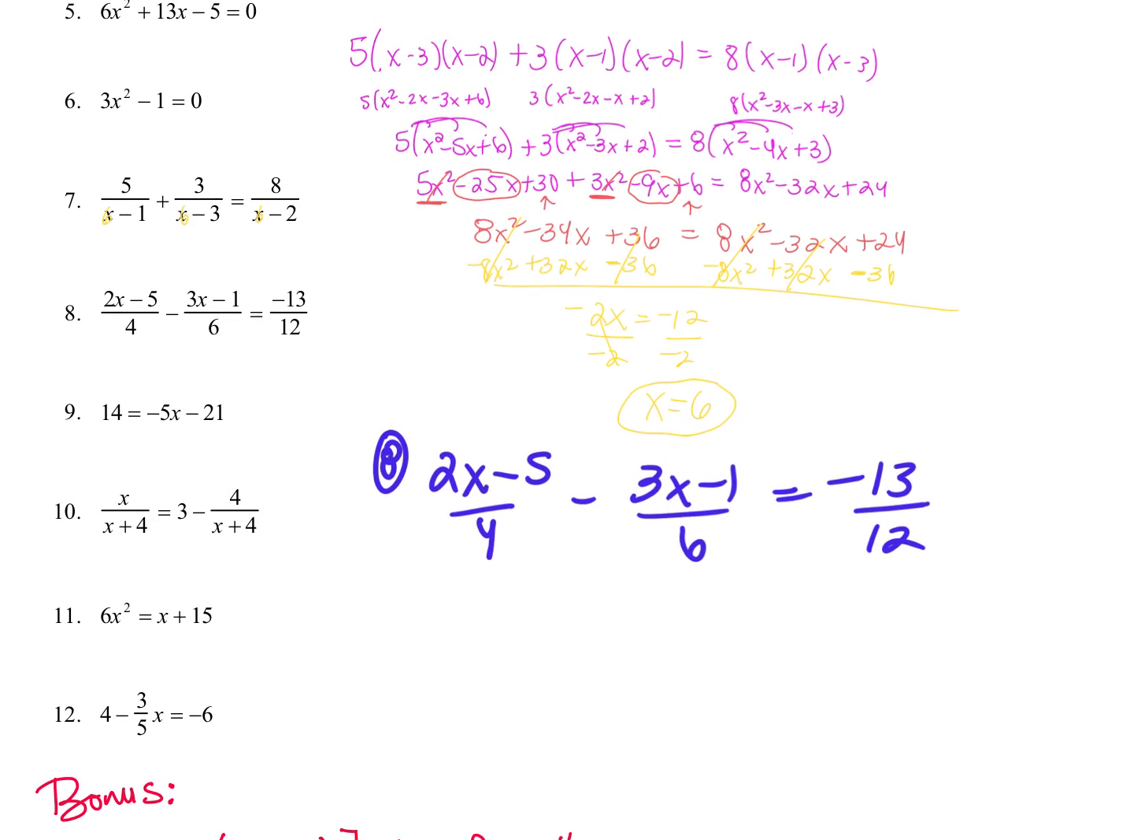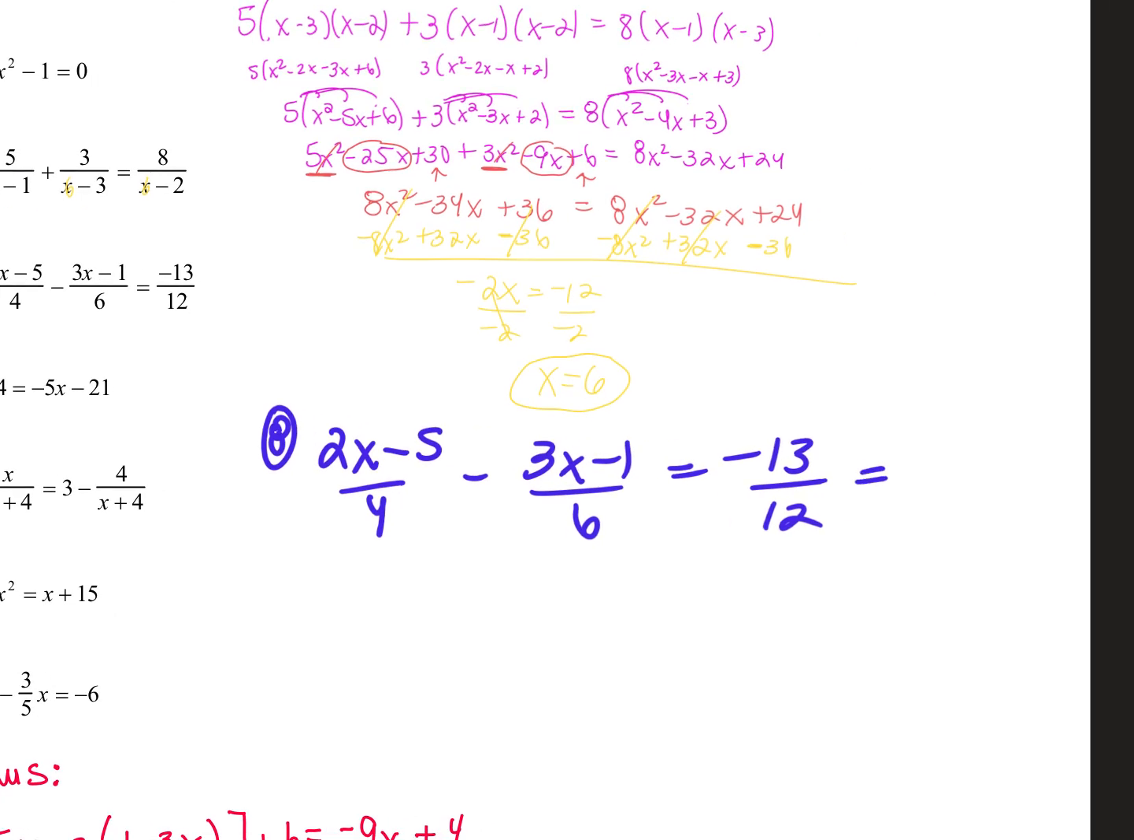You can say I'm going to just multiply the whole equation by 12, or you're going to say I'm going to get a common denominator of 12. Same exact thing, but you need a common denominator. So what is my common denominator going to be between 4, 6, and 12? It's going to be 12. So what would I have to multiply this first fraction by to make it a 12? Well, 4 times 3 on the bottom.